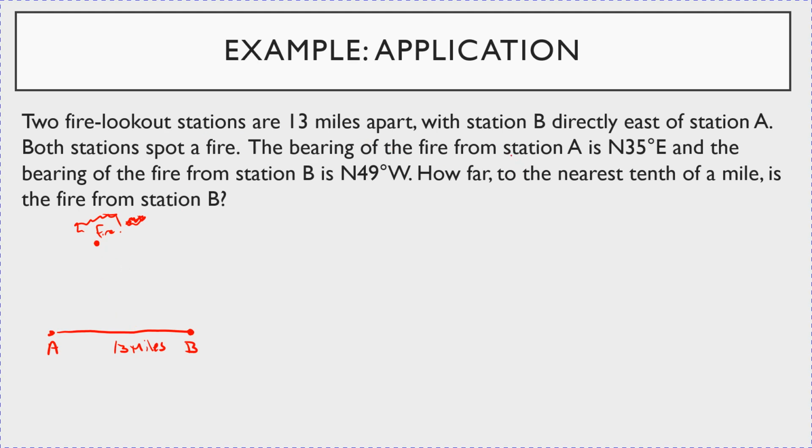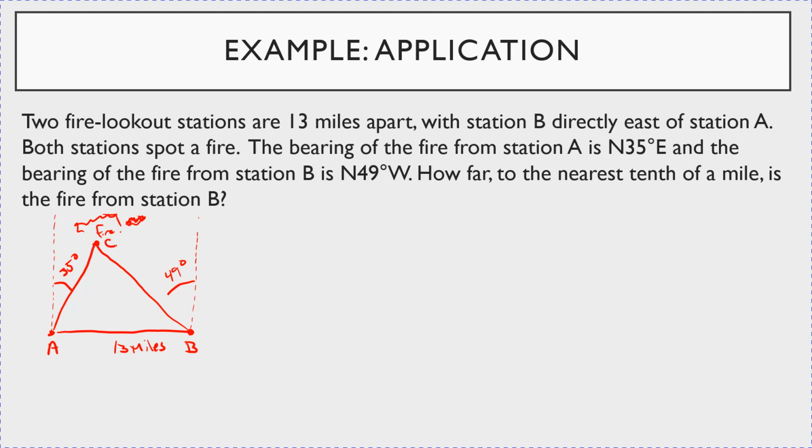The bearing of the fire from station A is north 35 degrees east. What that means is here's north, straight north, and the angle from A to the fire, this angle here, is 35 degrees. So this exterior angle here is 35. And the bearing from the fire of station B is north 49 degrees west. So here's north, and then we're 49 degrees west from north. So here's 49 degrees. How far, to the nearest tenth of a mile, is the fire from station B? So I want to find from here to here, as the crow flies, how far?